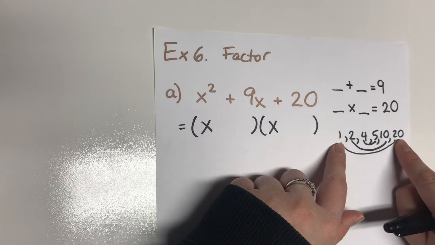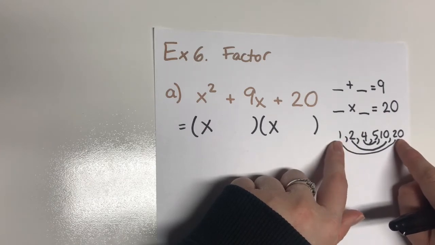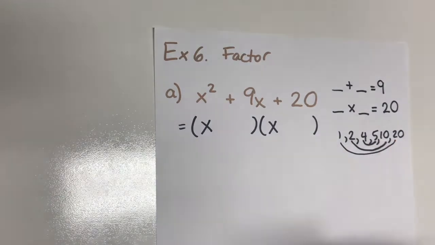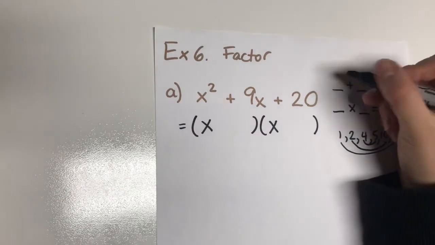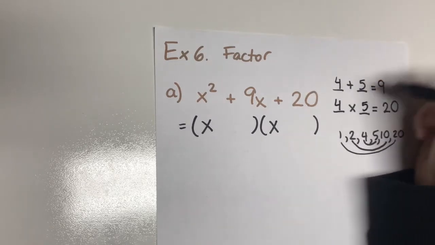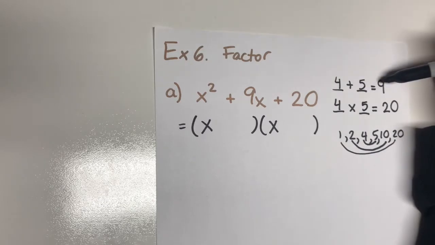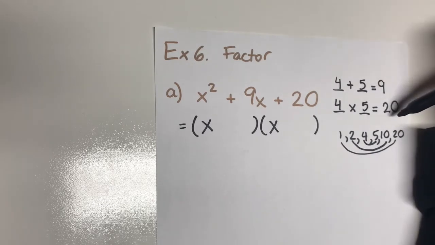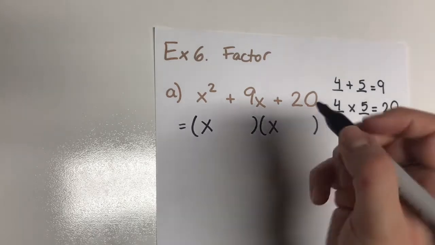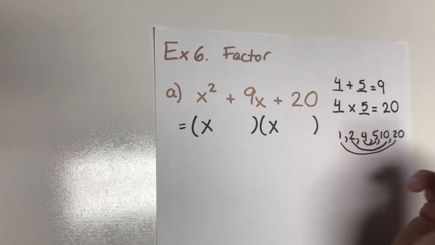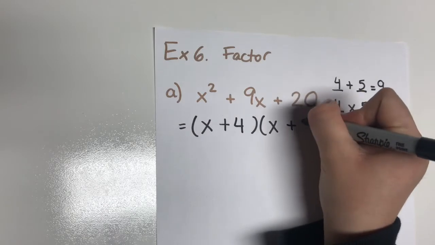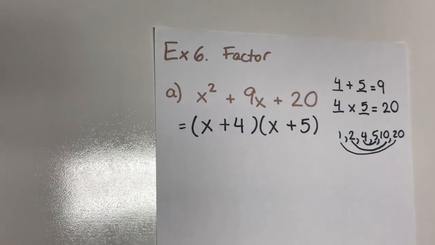So 1 and 20, I can't make 9 with them. 2 and 10, I can't make 9 with them, but 4 and 5, I can make 9 with them. So those are going to be what I fill in. 4, 5, because 4 plus 5 is 9 and 4 times 5 is 20. They have to be the same pair of numbers. So that means positive 4 and positive 5, so that's what I'm going to fill in here. And that's it. That's my final answer.